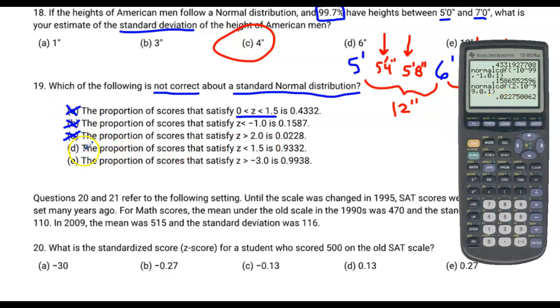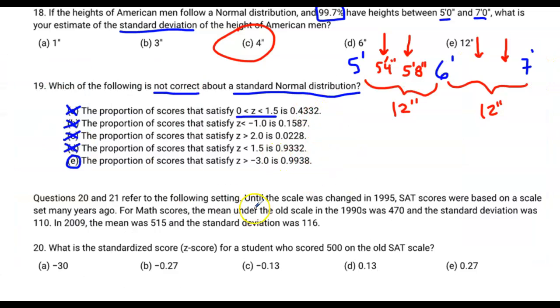For letter D, the proportion that is less than 1.5 is 0.9332. Let's check that one. Looks like I got 0.9332, which is this. We're down to the last one, so this better be right, folks. The proportion of scores that satisfy z is greater than negative 3.0 is 0.9938. Let's check it out. Phew, that was a close one. It's 0.9986, not 0.9938. So this is the correct answer because it's the only proportion that is incorrect when you use normal CDF in the calculator.